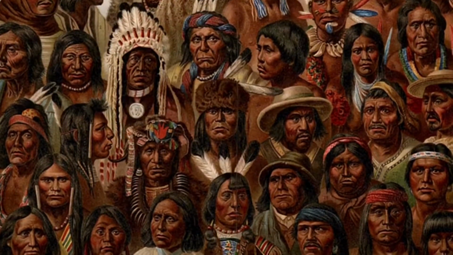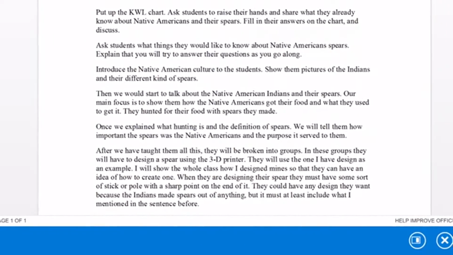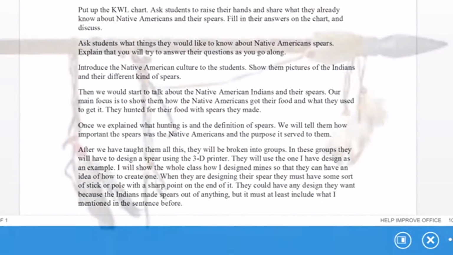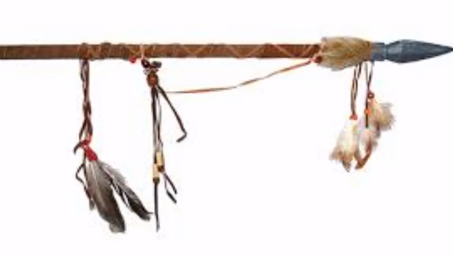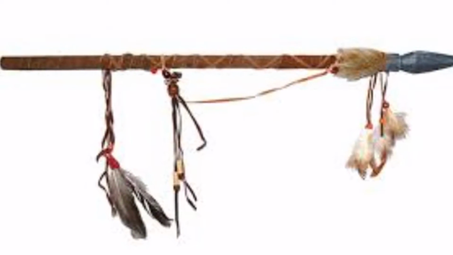After we have taught them about the spears, the students will be broken down into groups. In these groups, they will have to design a spear using the 3D printer. They will use the one that we have designed as an example. They could have any design they want because the Indians made spears out of anything.